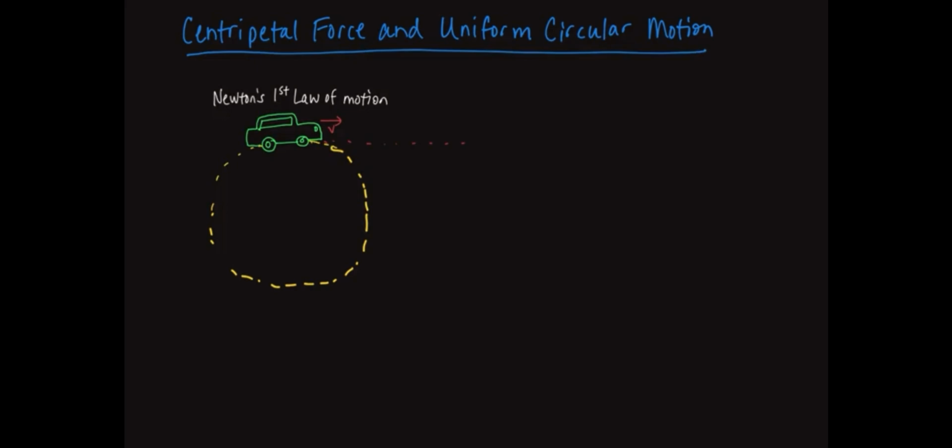In order for it to turn, and instead of being at this location here, the car is instead on the road along this curved path here. So in order for it to change directions from that straight line path, there has to be a force pulling it towards that direction. And notice that that is directed towards the center of the circle.